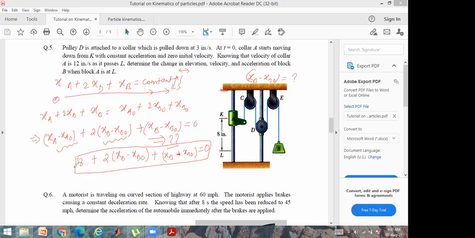We derived this much from the concept of constant length: 8 plus 2(xD minus xD naught) plus (xB minus xB naught) equals 0. Now your major objective is to find this. If you do not know this value, you cannot find this value; it will be difficult for you. So let me write this expression somewhere here.